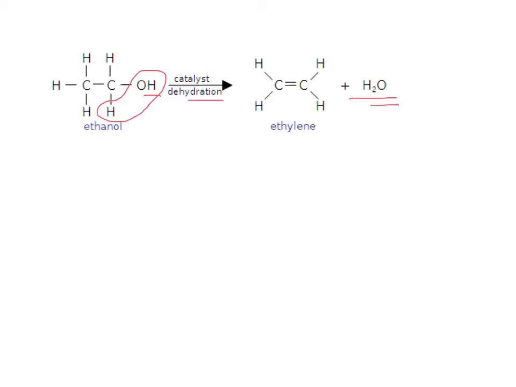Now there are some key things in order to make this reaction possible, because it doesn't happen on its own. You won't get ethanol, put it into a container and it miraculously dehydrates into ethylene. You do need to have a few things in place. The first thing is we need extremely high temperatures, about 300 degrees plus.